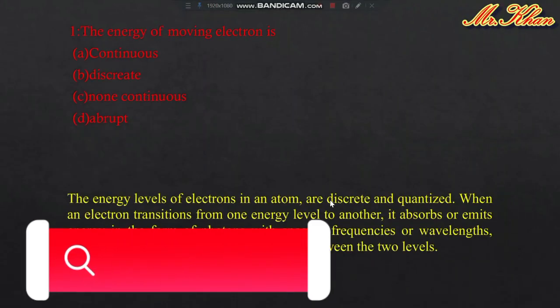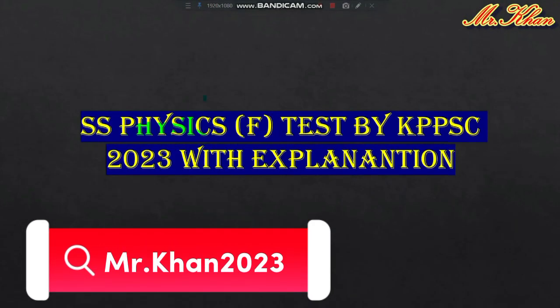SS Physics, Female, Test by KPPSC 2023 with full explanation.